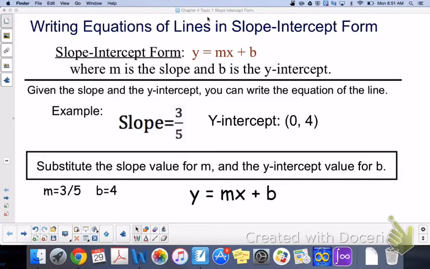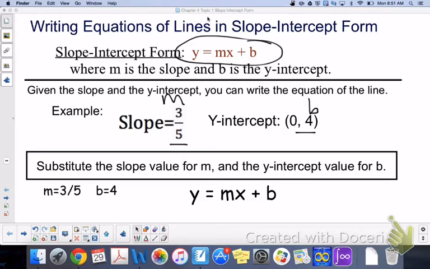Okay, topic 1, we are starting to talk about writing equations of lines in slope-intercept form. So, slope-intercept form, you should recognize it. Y equals mx plus b. M is the slope and b is the y-intercept. So, today, you're going to be given the slope, given the y-intercept, and you just need to plug them in. Okay, the slope goes in for m, the y-intercept goes in for b.